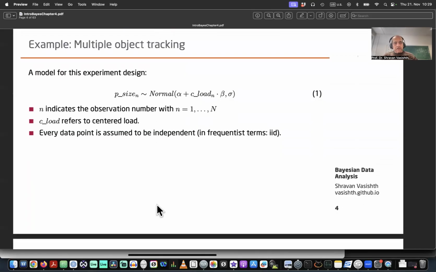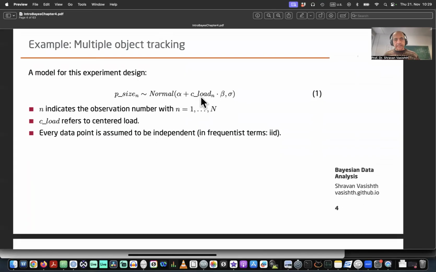So a simple model for this kind of setup would be to have pupil size. Remember that n is always the nth row in the data frame, right? So for every row in the data frame, the pupil size is being modeled as coming from a normal distribution with some intercept and some slope.